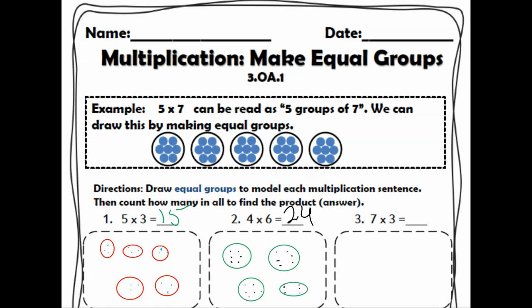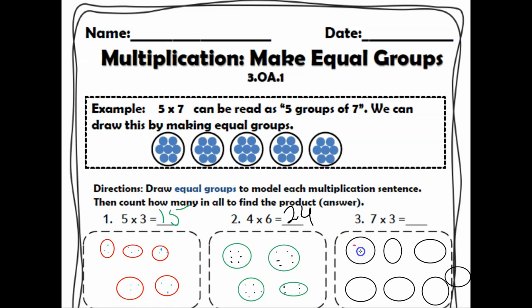24. Okay. Then I have 7 times 3. How many groups first? 7. 1, 2, 3, 4, 5, 6, and then 7 right there. And how many in each group? 3. 1, 2, 3. 1, 2, 3. So 7 times 3? 21.